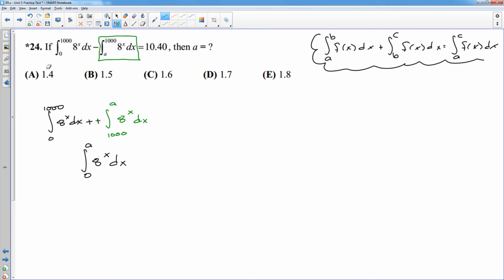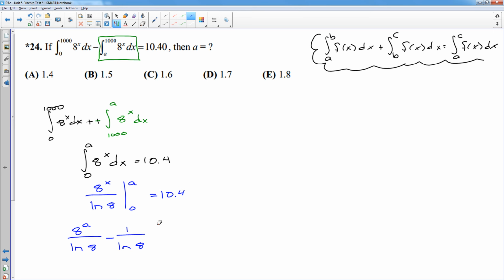So what I know is that the area from 0 to a of 8 to the x dx ends up equaling 10.4, and now it's just a definite integral. I'm going to find the antiderivative of 8 to the x, which is 8 to the x divided by the natural log of 8. I'll evaluate that from 0 to a. This is supposed to equal 10.4. That would be 8 to the a over natural log of 8 minus 8 to the 0, which is 1, over natural log 8 equals 10.4.